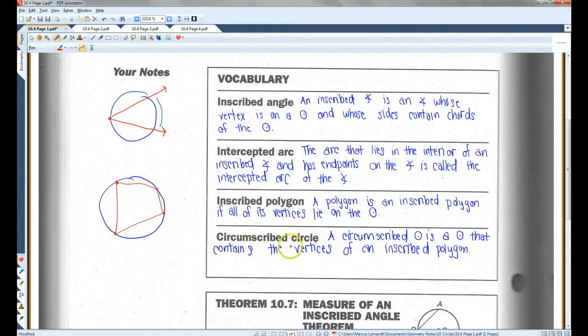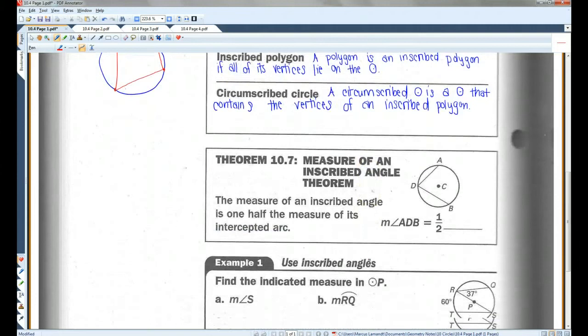As long as all of its vertices are actually on the circle, it's an inscribed polygon. A circumscribed circle is a circle that contains the vertices of an inscribed polygon. So this circle, because it contains an inscribed polygon, would be a quote-unquote circumscribed circle. Okay? Alright. Theorem 10.7. Let me go back to blue.